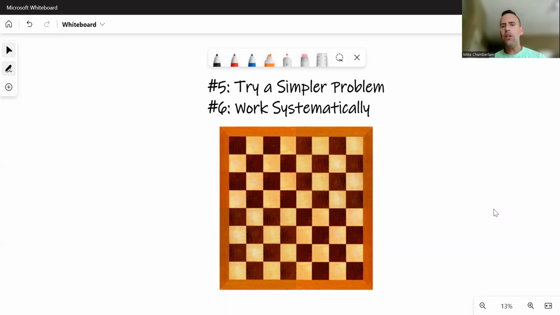And number 6, if you're going to do a lot of iterations of something, if you're going to build a problem, you really need to work in a way where you have a system. You can keep track of your work.